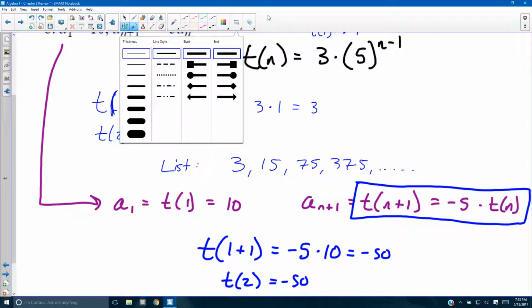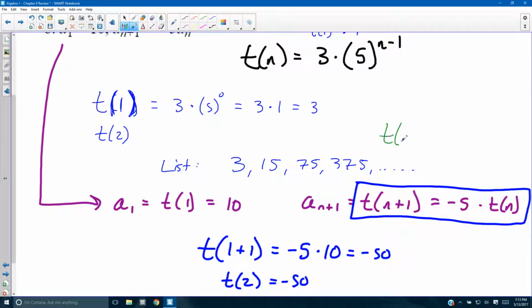There's another way of writing it in that first term form. It would look like this. You start with 10. You multiply it by negative 5 to the n minus 1 power. These mean the same thing, as long as you know that the first term is 10. These mean the same thing.